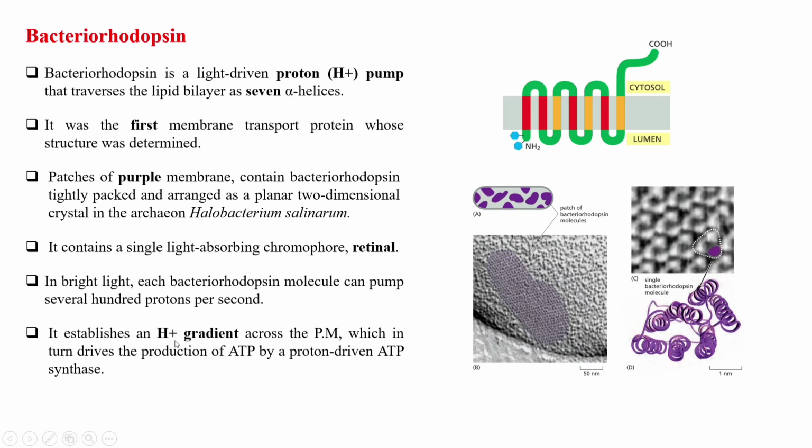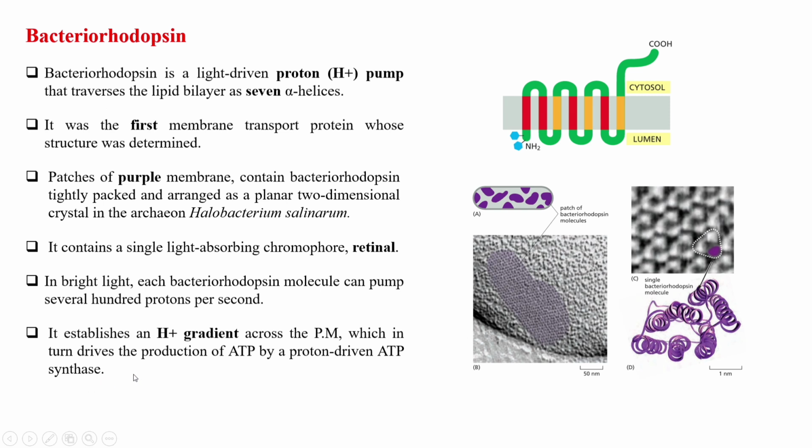So it establishes an H plus gradient across the plasma membrane, which in turn drives the production of ATP by a proton driven ATP synthase. So this archaebacteria contains another type of protein called proton driven ATP synthase. Now this protein can synthesize ATP. These proteins are present in the membrane also, just like the bacteriorhodopsin is present in the membrane. So with the help of this H plus gradient, this proton driven ATP synthase can synthesize ATP.